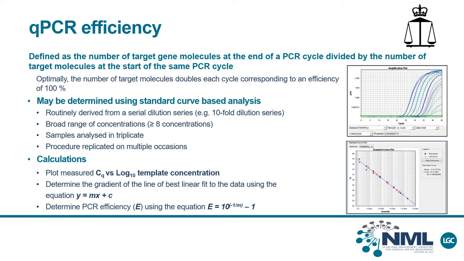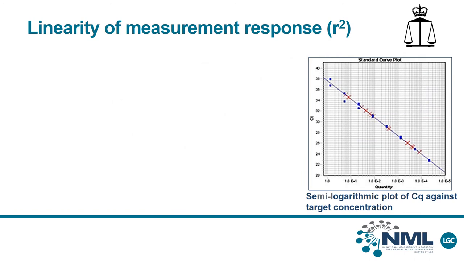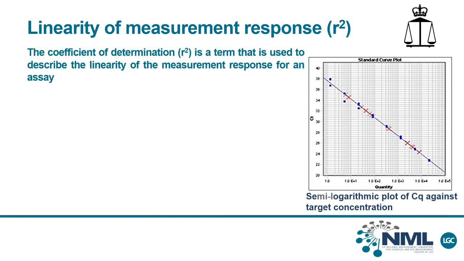A graph of CQ plotted against the log of the target concentration should be generated, and the line of best fit determined using linear regression. The PCR efficiency may then be calculated from the gradient of the line of best fit using the equation shown on the slide. The linearity of measurement response may be described by the coefficient of determination or R² value.